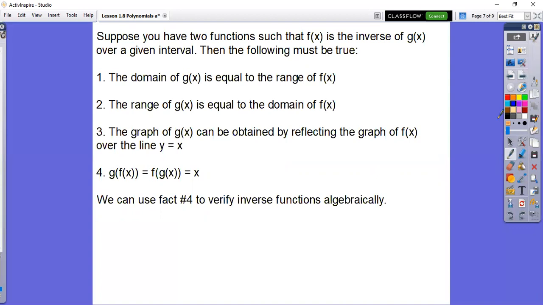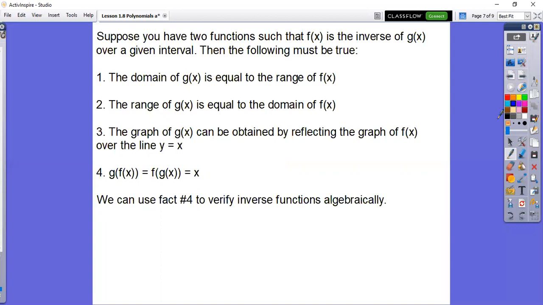So if we have two functions, so we're going to say that we have f of x whose inverse is g of x, then we know the following things. So the domain of g of x is the range of f of x. The range of g of x is the domain of f of x. Basically, for the inverse functions, the domain and range swap.